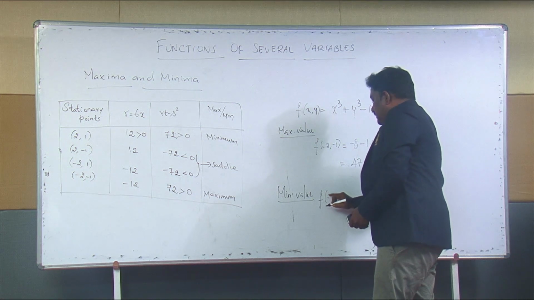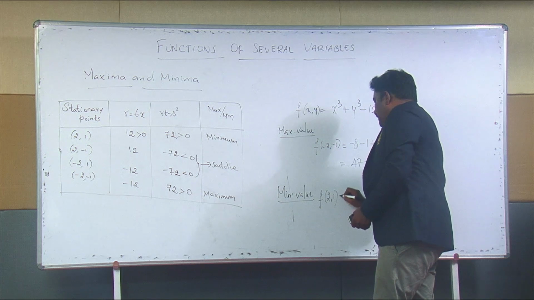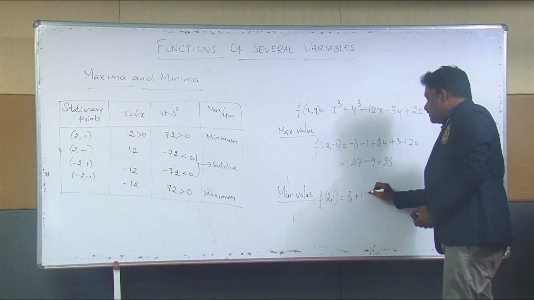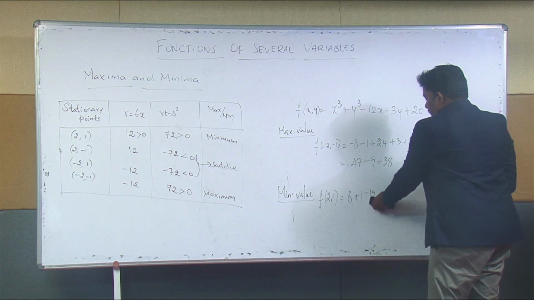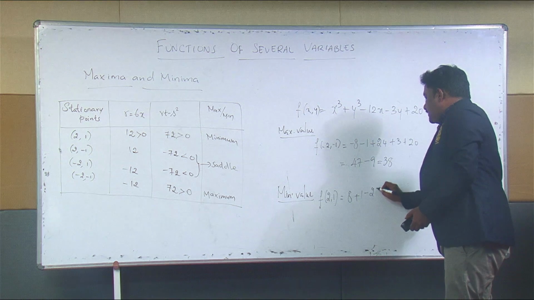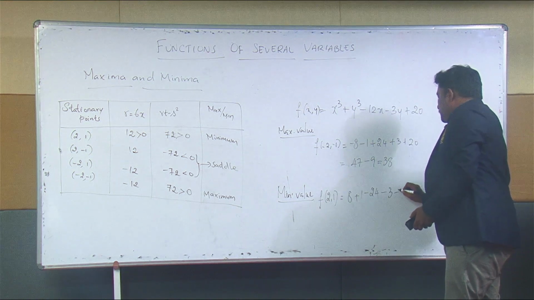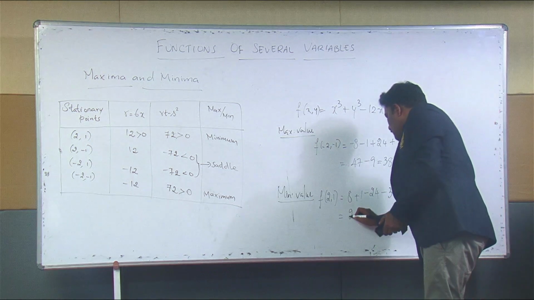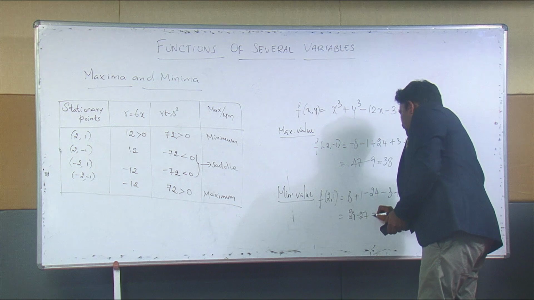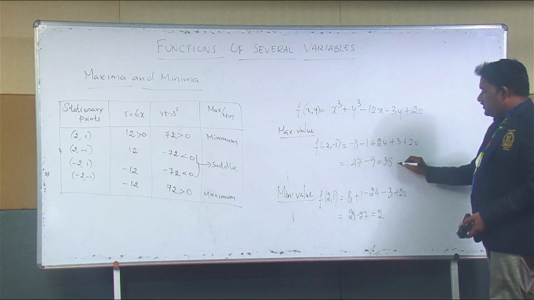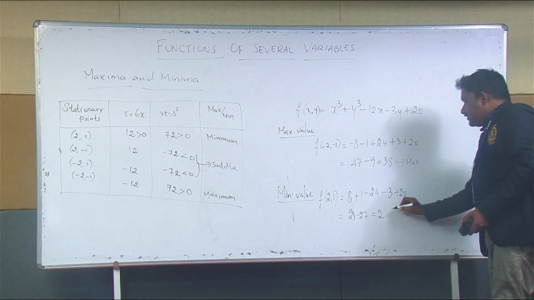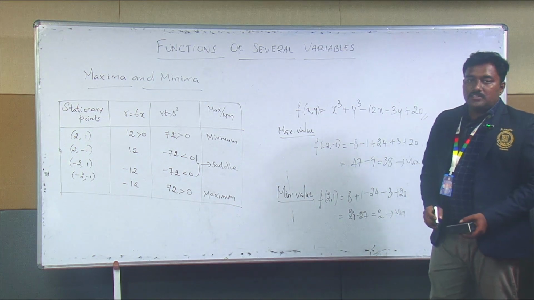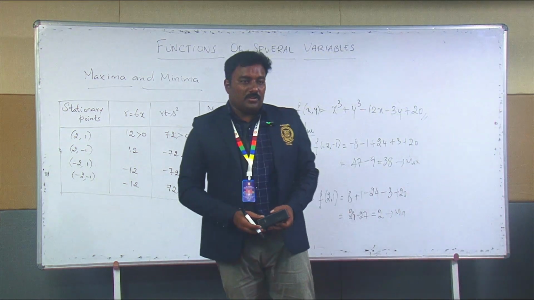And the minimum value, f of the point 2 comma 1: if you take this, it is 8 plus 1 minus 12, minus 24 minus 3 plus 20. So, it becomes 29 minus 27, which is 2. So, this is my maximum value and this is the minimum value of the given function, right. So, we will go for one more example.